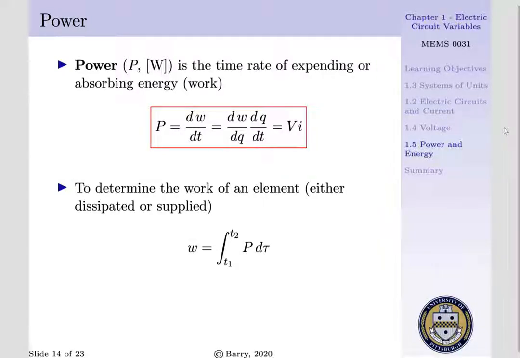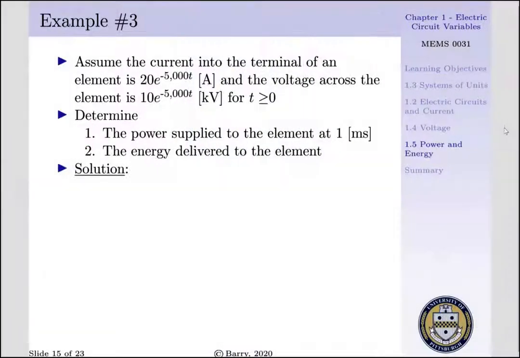To determine the work of an element, either the quantity dissipated or supplied, we just have to integrate power between their bounds of interest. That is, our work would be the integral from T1 to T2 of power d tau. Now, let's look at the mathematical formulation of power in an example.